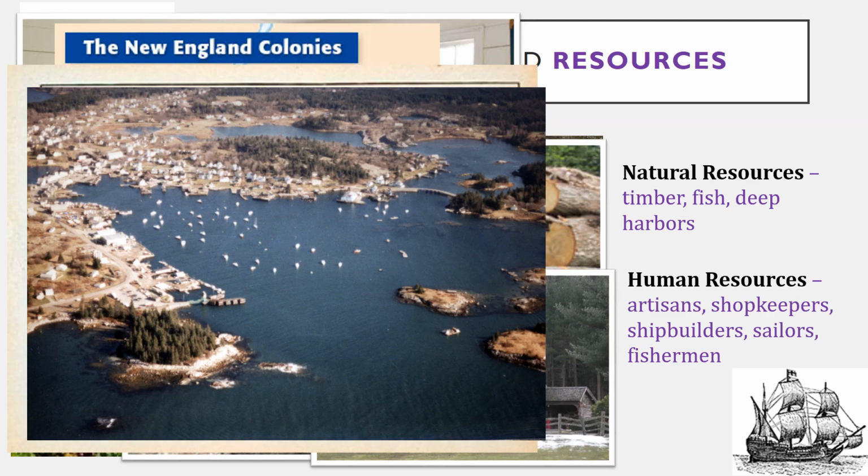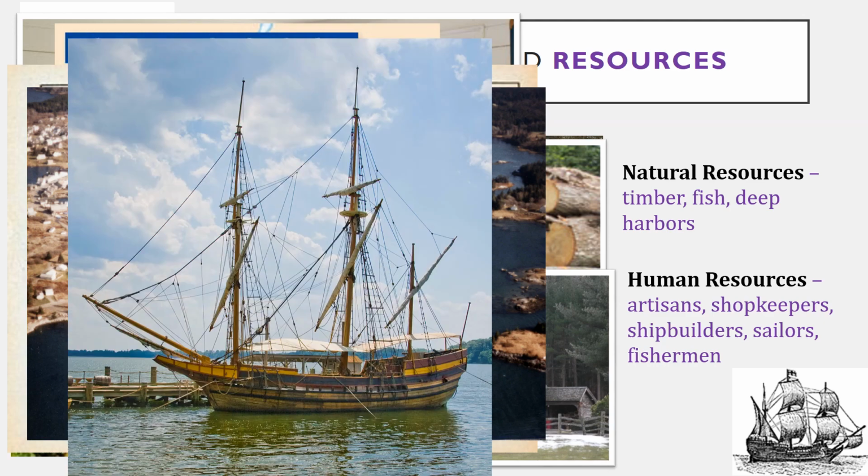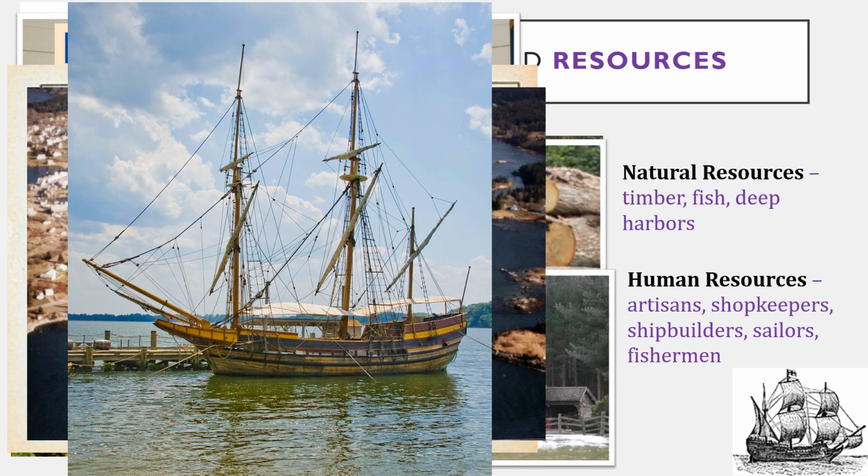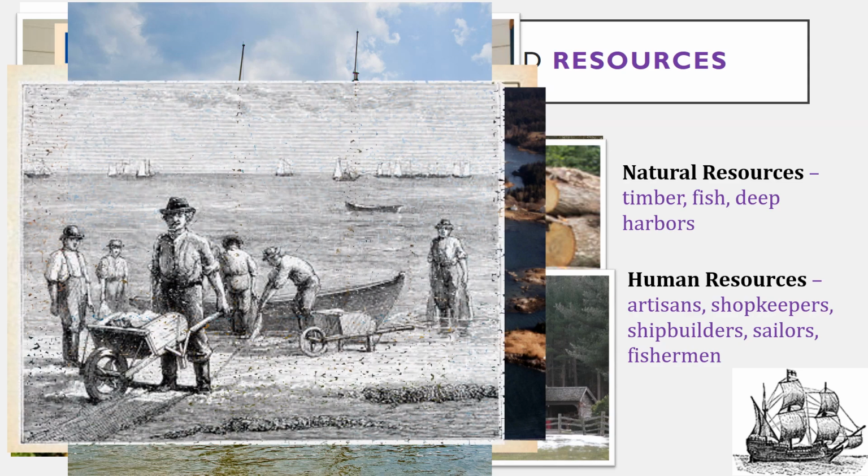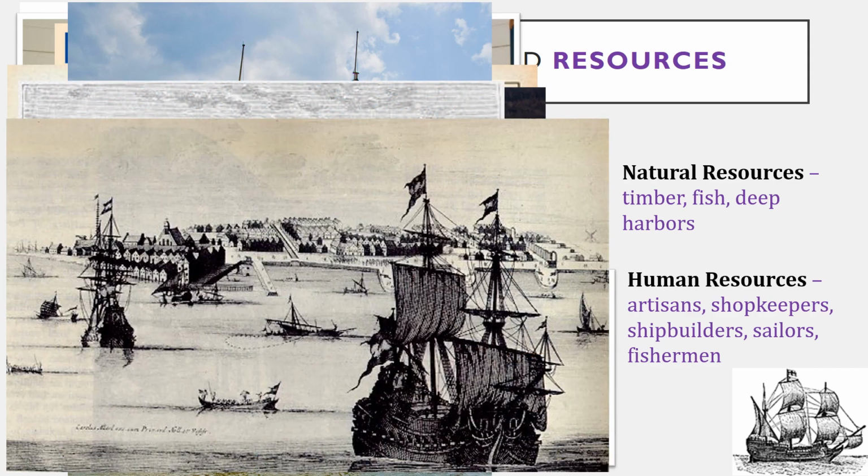New England featured deep harbors, providing safe havens for large ships to anchor. Because of this, many of the cities and towns along the coast became important ports for trading, as the ships could be easily loaded up and unloaded in these deep harbors.